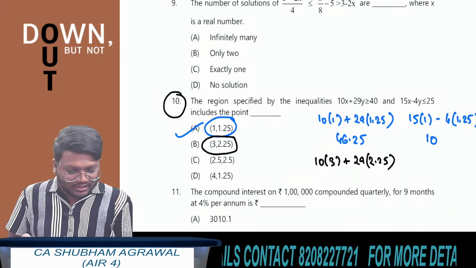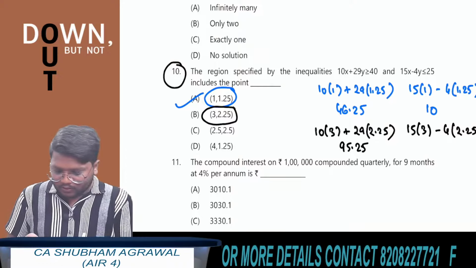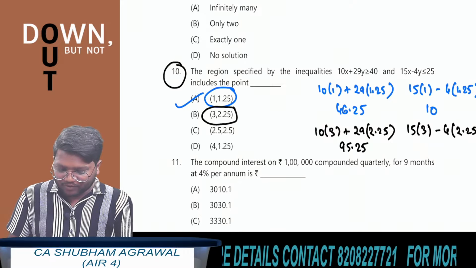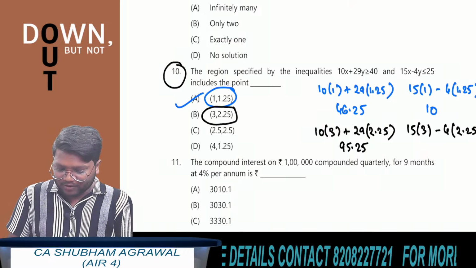Now 15 multiplied by 3 minus 4 multiplied by 2.25. So 4 multiplied by 2.25 is what? 9, and 15 multiplied by 3 is what? 45. So 45 minus 9 is what? 36, and 36 is not less than 25. No, option B is not satisfying both the inequalities. It is just satisfying the first inequality. So option A is the only correct answer.